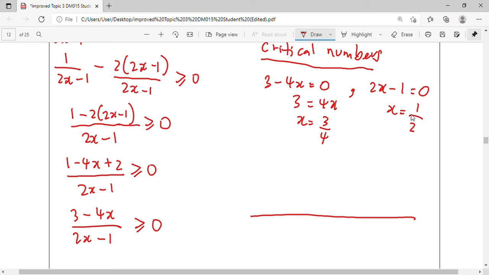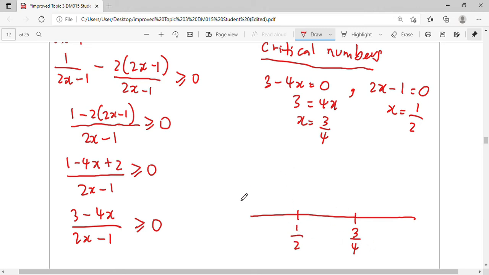So who should be on our left hand side? Which one? So 1 over 2, because it is smaller than 3 over 4. So 1 over 2 here, and on our right, 3 over 4. Then what is the type of circle above these two?